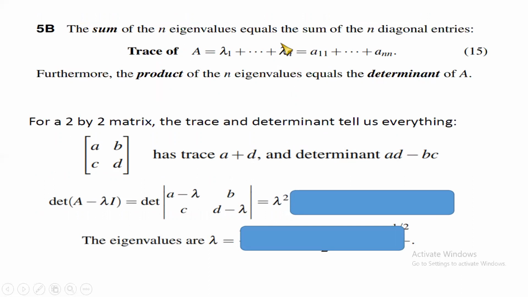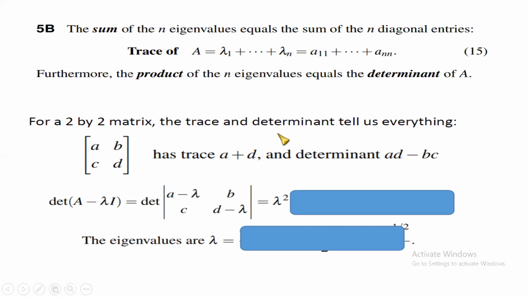The sum of the n eigenvalues equals the sum of the n diagonal entries. That's another thing which we'll have. So the trace of A, lambda 1 plus dot dot dot lambda n, is equal to a11 plus dot dot dot ann. Furthermore, the product of the n eigenvalues equals the determinant of A.